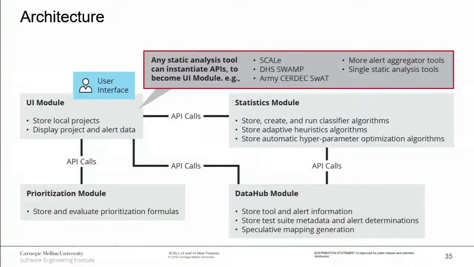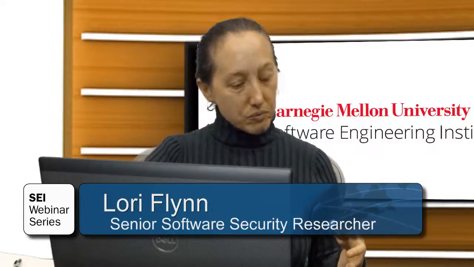Also, as is shown on this slide, we're developing an architecture in this year and next year's research that includes static analysis tools as one server, the UI module on the left. The idea of this architecture is to enable static analysis tools such as Scale or DHS Swamp or other aggregators or other single static analysis tools to easily start to use classifiers and advanced prioritization with low cost, because they'd be able to use capabilities that we've coded in these other servers with API calls. So if possible collaborators would be interested in implementing API calls or helping us to improve our initial API definition, that would be very welcome as well.